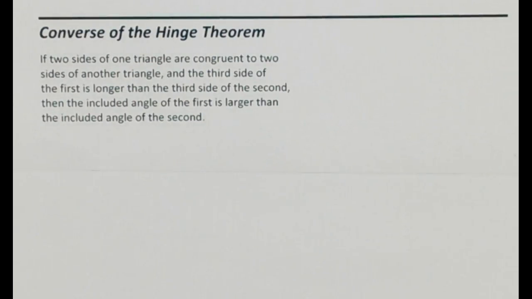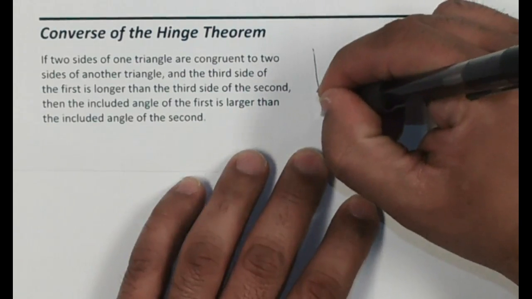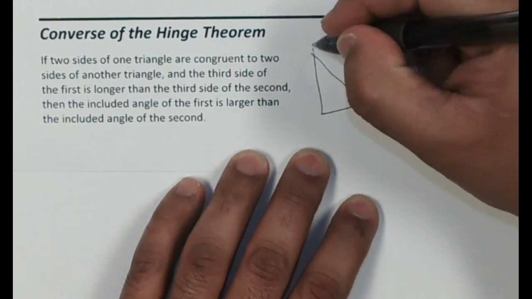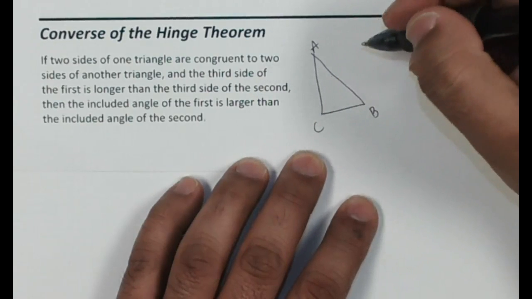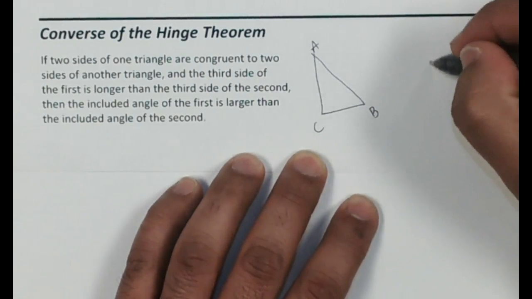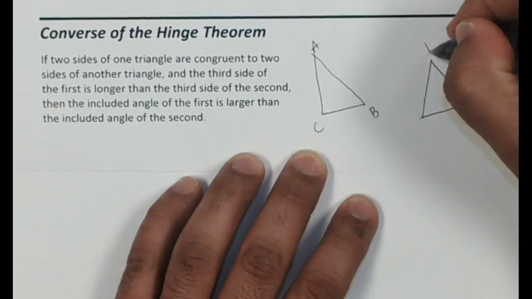Okay, so now let's look at the converse of the Hinge Theorem. And that just reads that if two sides of one triangle are congruent to two sides of another triangle, and the third side of the first triangle is longer than the third side of the second triangle, then the included angle of the first triangle has to be bigger than the included angle of the second triangle. So kind of the same idea. I do have two triangles here. Call this one, I don't know, ABC. And we have another triangle here. We'll call it DEF.